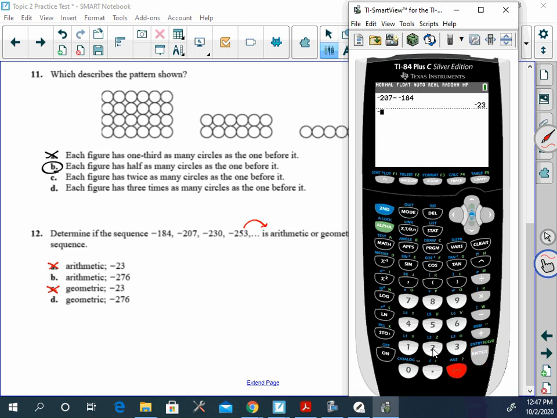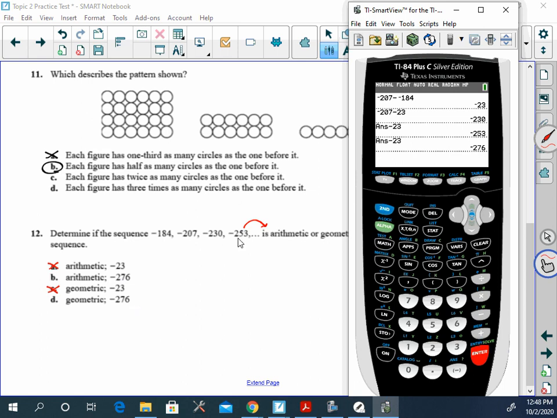So if I start with -207 now and I subtract 23, does that give me the next one? And it does. Then I can subtract the 23 again, and that gives me the next one. One more step to get the next term would be minus the 23 again. So my next term should be negative 276, which is where these are.